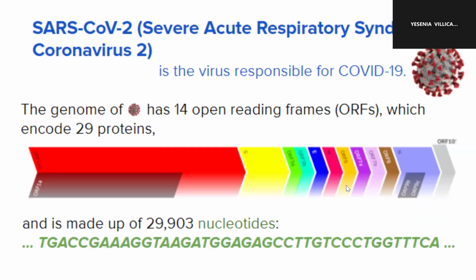SARS-CoV-2 is the virus responsible for COVID-19. The genome of SARS-CoV-2 has 14 open reading frames, which encode 29 proteins, and it is made up of almost 30,000 nucleotides. So each piece of the data we have is a sequence of nearly 30,000 letters, and each letter can be T, G, A, or C.